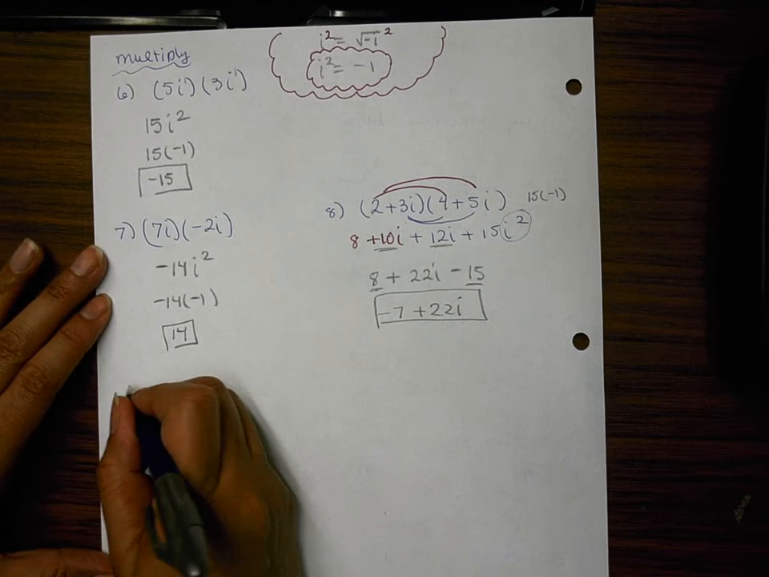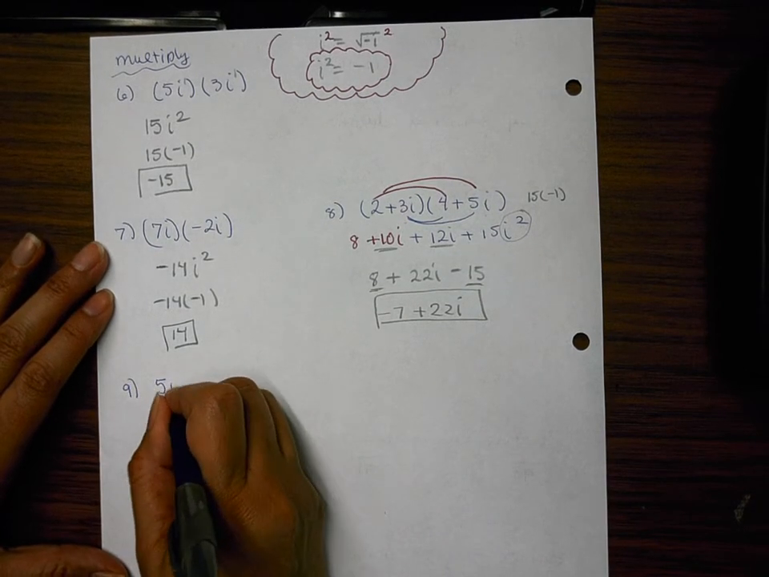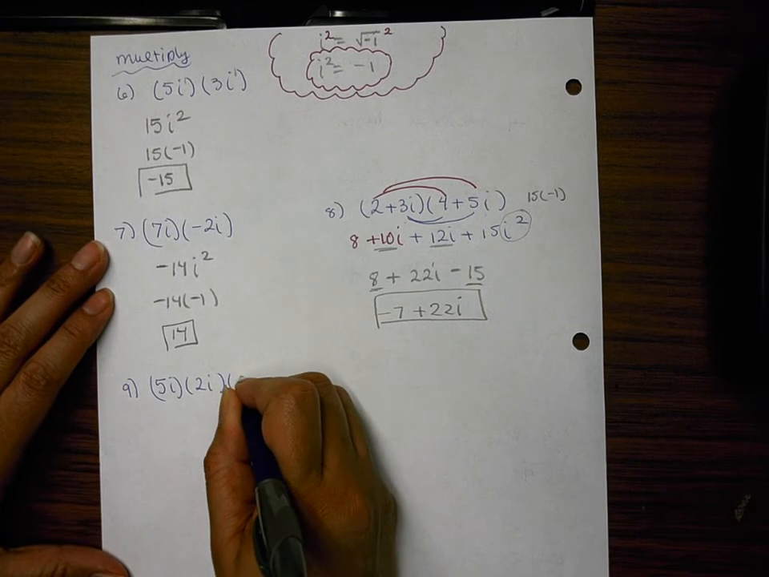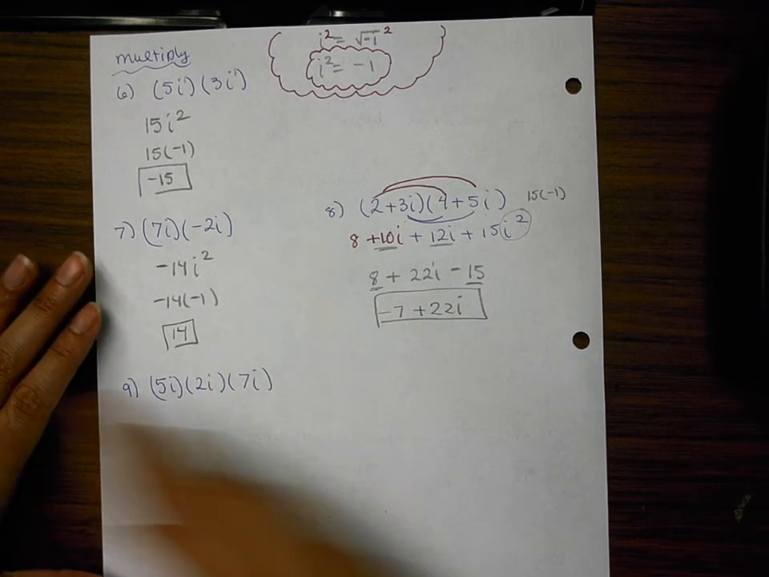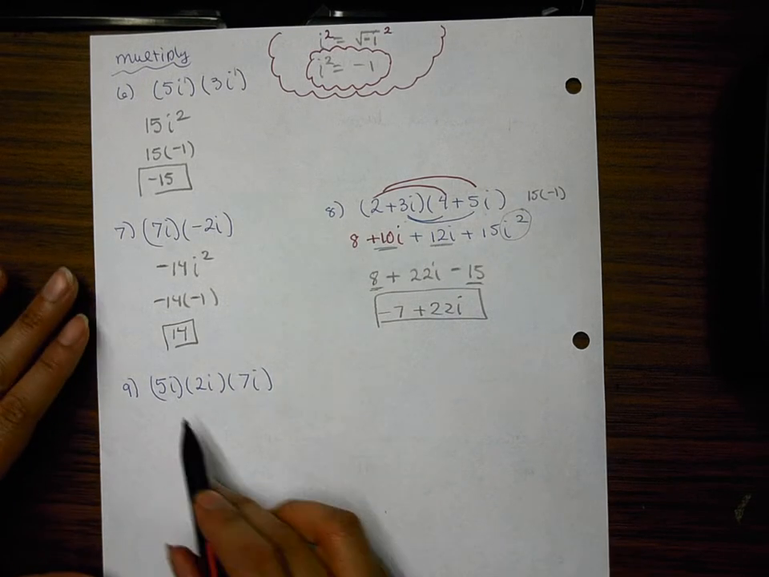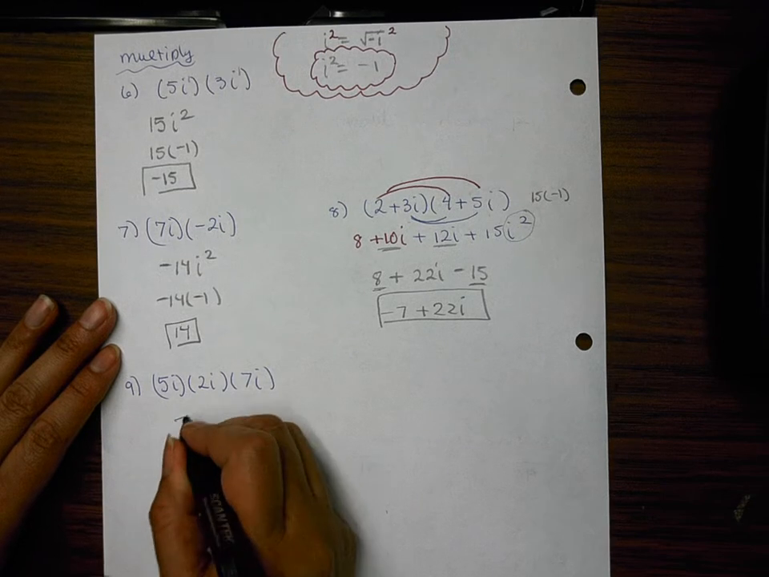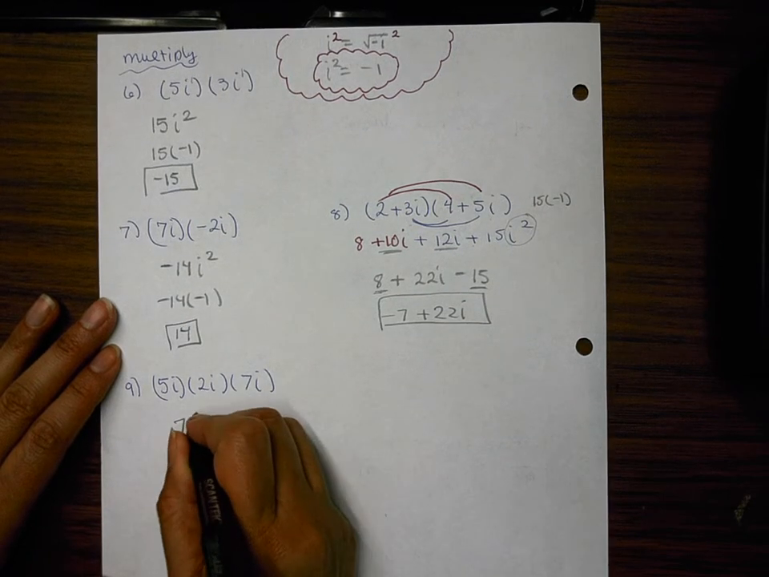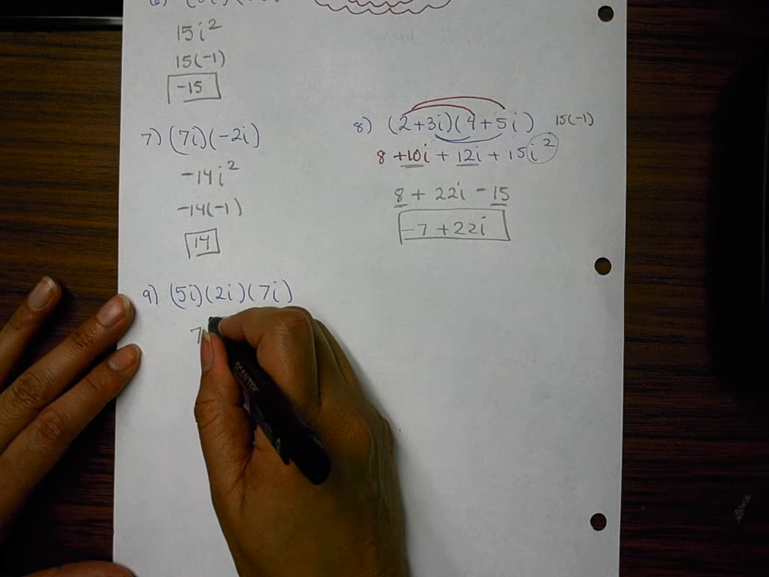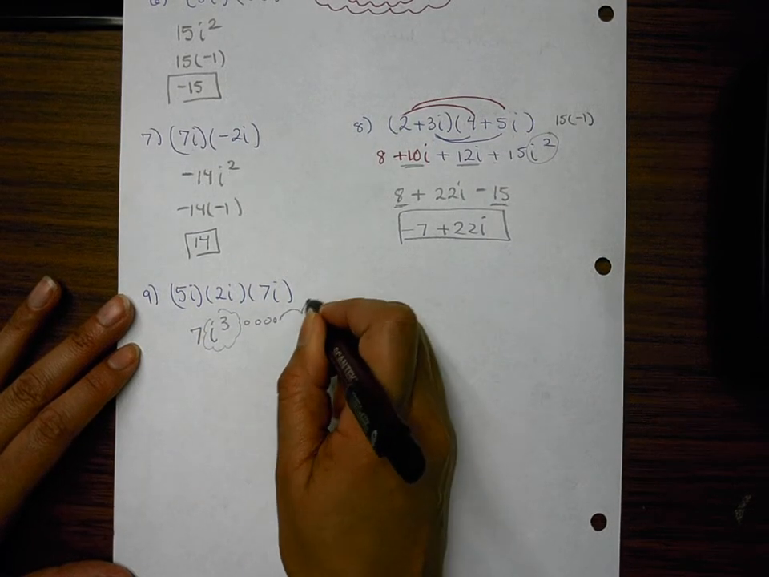Number 9. 5i times 2i times 7i. 5 times 2 is 10. 10 times 7 is 70. I times I times I is I cubed. What the heck is I cubed? Like, we know I squared is -1. What does I cubed equal?